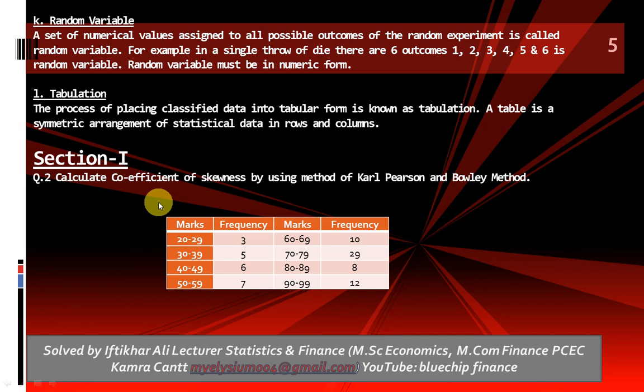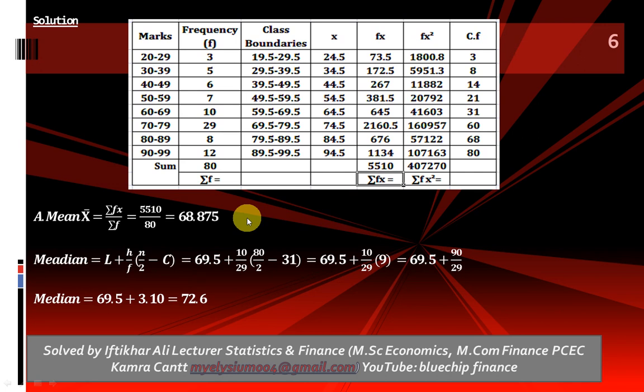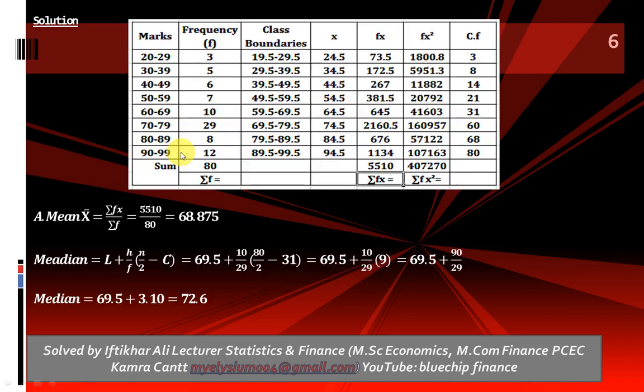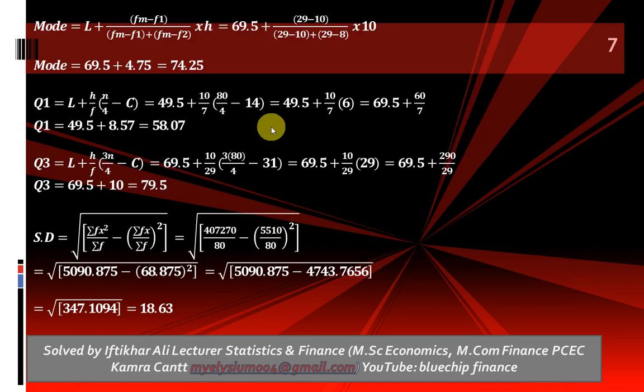Pearson and Bowley's method. So data is given here. These are marks and their frequencies are also given here. First, the important thing is to know the formulas of Pearson and Bowley's coefficient of skewness. For Pearson, there are a lot of formulas for the coefficient of skewness, but one simple formula is mean minus mode divided by standard deviation.